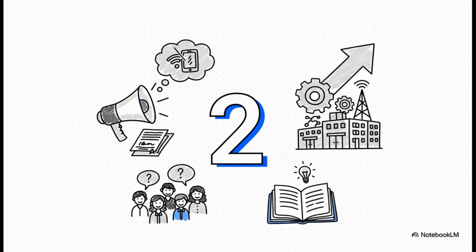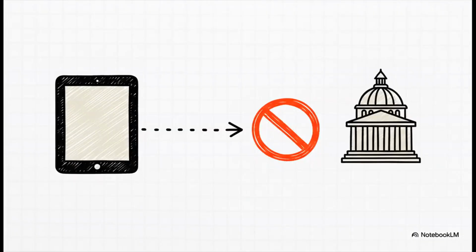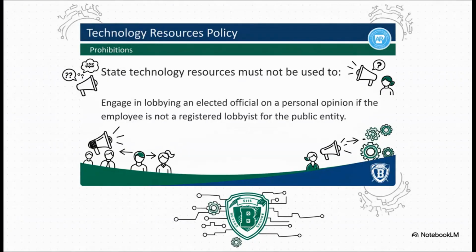Moving on to rule number 2, which deals with lobbying. You absolutely cannot use work devices to lobby an official for personal reasons. The key thing here is the exception for folks who are registered lobbyists.